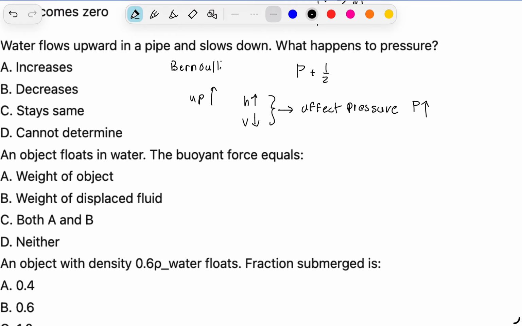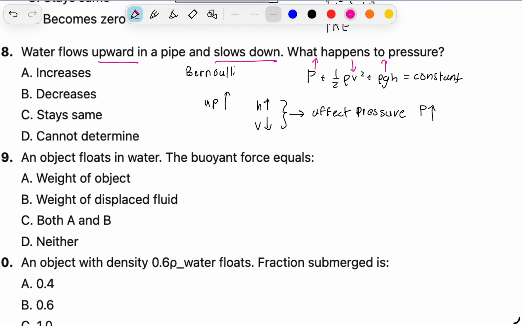P plus 1/2 rho v squared plus rho g h is going to be equal to something that is constant. So if you increase your height, that's going to scale this up. And if you decrease your v, that's going to scale that down. So our pressure is going to increase here, because both of these effects will just increase our pressure. So as our fluid slows down and also rises upward, we have to increase the pressure to conserve our total energy. So this is why our answer will be A.